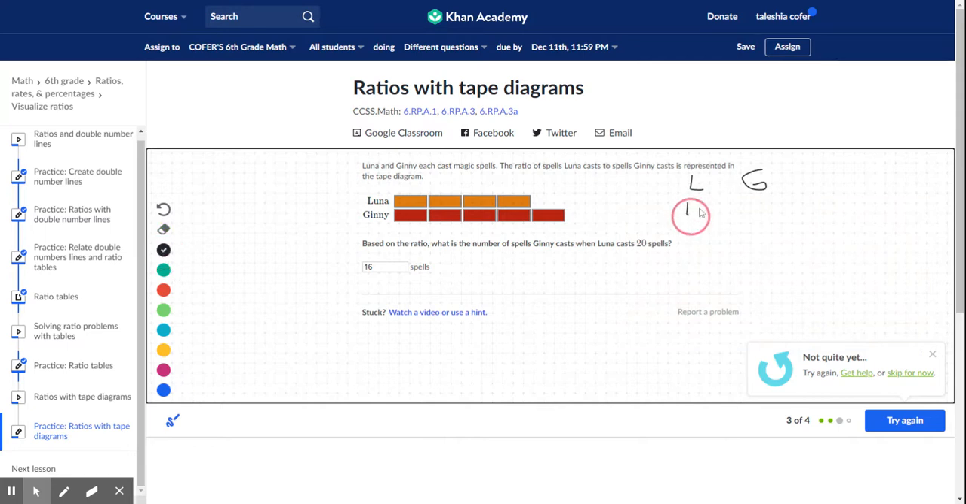I had the first part right. The 4 was here, my 5 was here. That was correct. But when I got to the bottom, I didn't even read this right. How many spells did Jenny cast when Luna cast 20? I wrote my 20 under the wrong person. 20 has to go under Luna. 4 times 5 would get me 20. So 5 times 5 would get me 25.